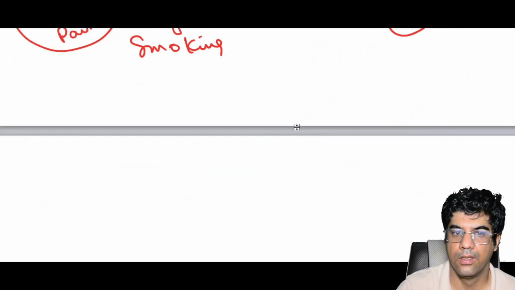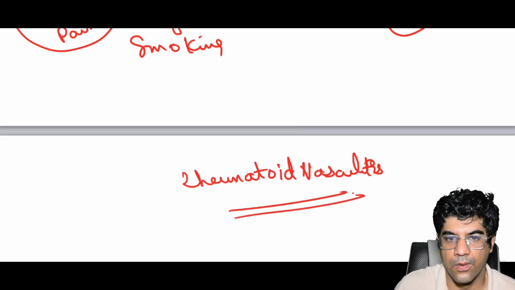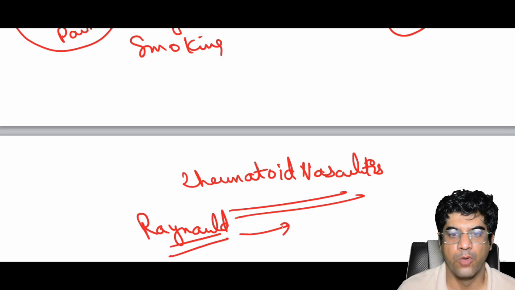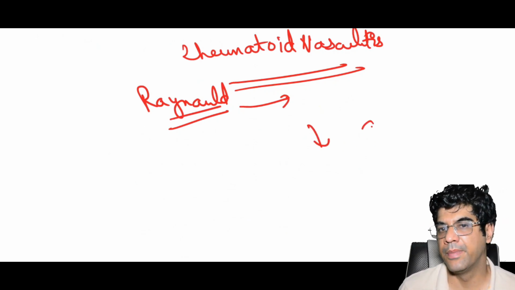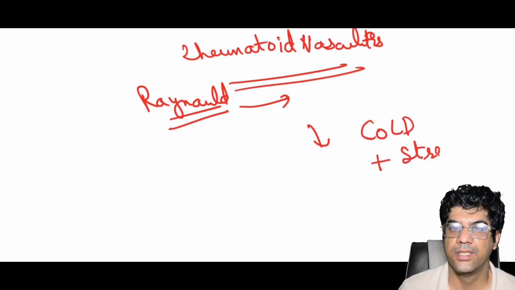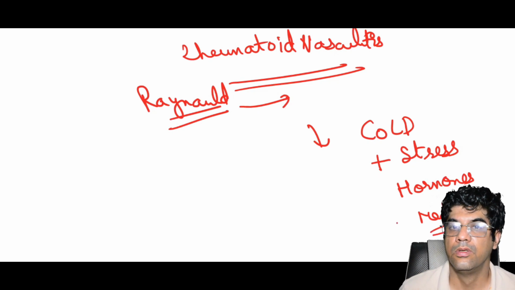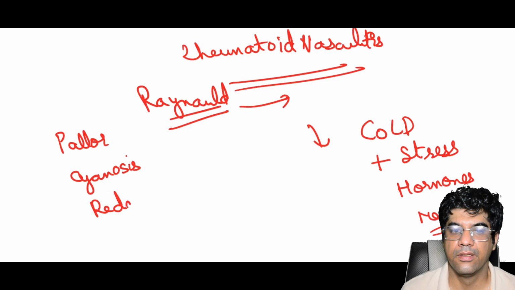The other condition is rheumatoid vasculitis, that affects the small and medium sized arteries in multiple visceral organs. SLE primarily affects the small arteries of the skin. Other is Raynaud's disease. It affects the small arteries and arterioles of the extremities in young healthy females. It is triggered by cold, stress, hormones, or certain medications. Clinically you would see pallor, cyanosis, and the digits would be reddened.